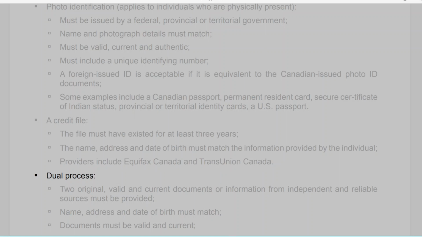Dual process: 2 original, valid and current documents or information from independent and reliable sources must be provided. Name, address, and date of birth must match. Documents must be valid and current.